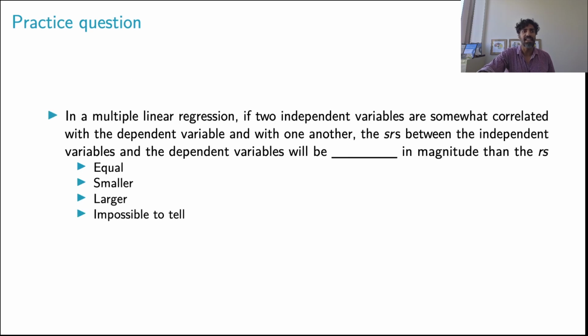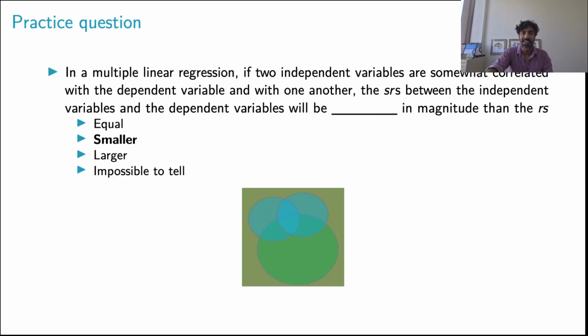And then the next question is, in a multiple linear regression, if two independent variables are somewhat correlated with a dependent variable and with one another, the semi-partial correlations between the independent variable and the dependent variable will be what in magnitude compared to the correlations? Will it be equal, smaller in magnitude, larger, or impossible to tell? Pause the video, have a go.